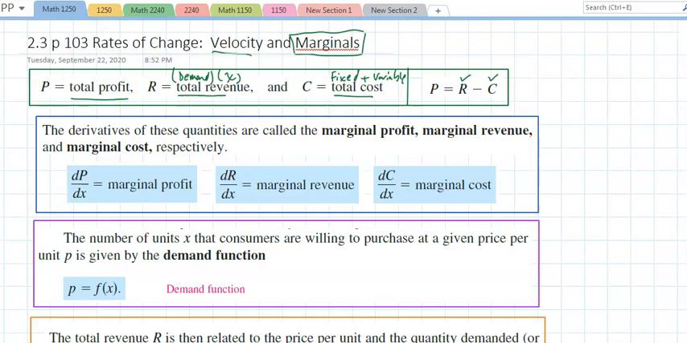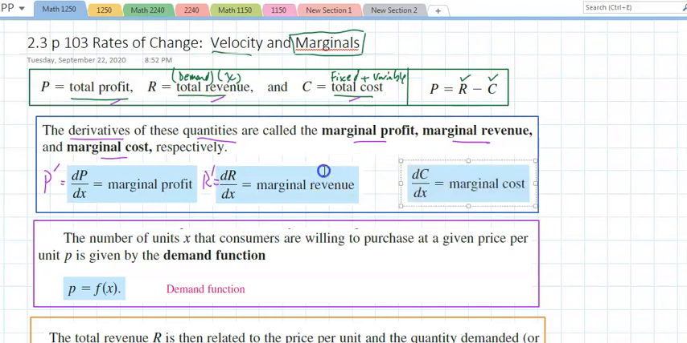Now marginals are figuring out their derivative of these quantities, derivative of the profit, derivative of the total revenue, derivative of the total cost: marginal profit for profit, marginal revenue for revenue, marginal cost for cost. They call this dP/dx, assuming x is the number of units, or P prime, dR/dx, or R prime, or dC/dx. Just need to move that a bit. I'm kind of squishing those in. I thought I had enough space, but I didn't, so here, much better.